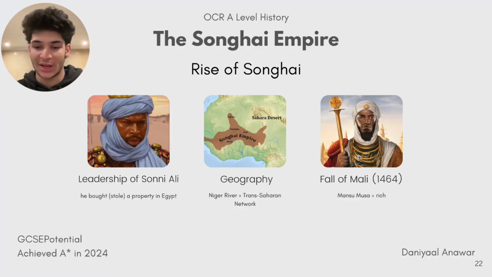And that was useful for the rise of Songhai, because were it not for the fall of Mali, they wouldn't have been able to, I guess, gather that loot and land, which gave rise to the Songhai Empire. So those are the first 3 points. Leadership of Sonny Ali, geography, and fall of Mali in 1464.